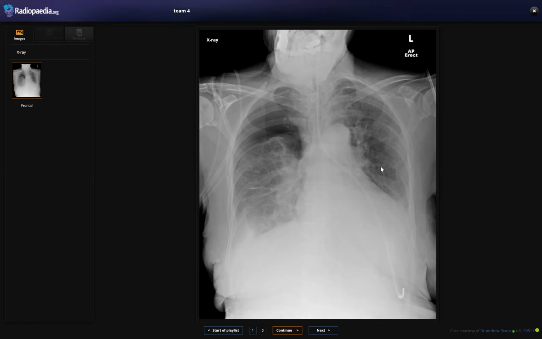So what will you do? I will urgently inform the clinician about the pneumothorax for placement of a chest tube, and inform about the nasogastric tube that it is malpositioned and needs to be replaced. Okay, so what is the cause of pneumothorax here? Cause of pneumothorax? Yes. Okay.